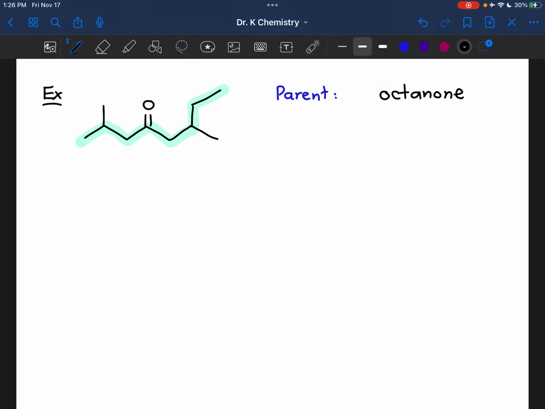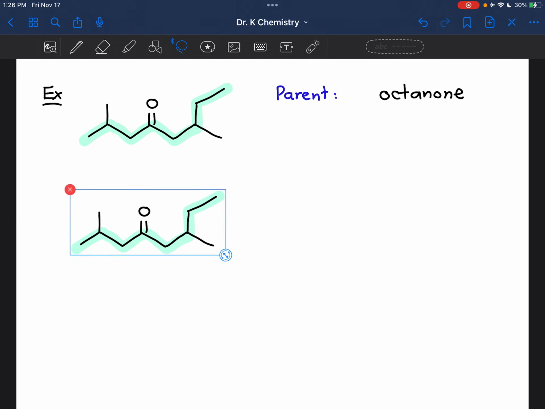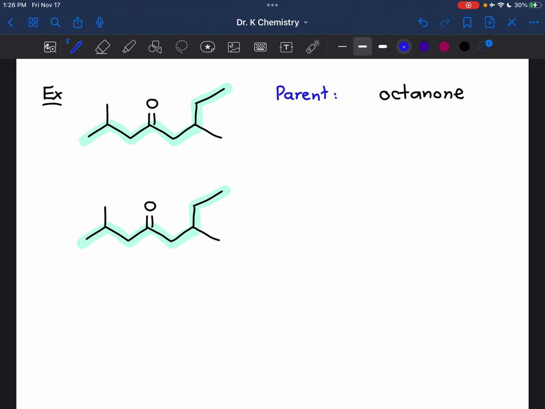Now I will need to indicate the location of that ketone because this is not cyclic. It's not going to be on carbon 1. But first I need to figure out which way I need to number, and then we'll go from there. Keep in mind that we're prioritizing the numbering of the ketone, not the substituents. If I go left to right, the ketone is on carbon 4. If I go right to left, the ketone is on carbon 5. And I want to give the ketone the lowest possible number, which means the version on the top is the one I want, not the one that gives a carbon 5.